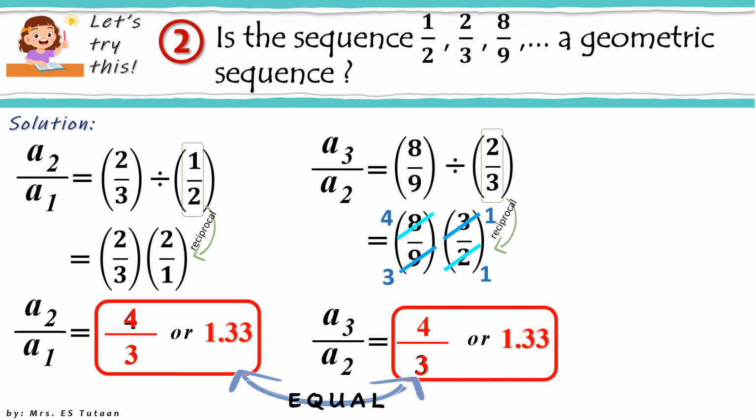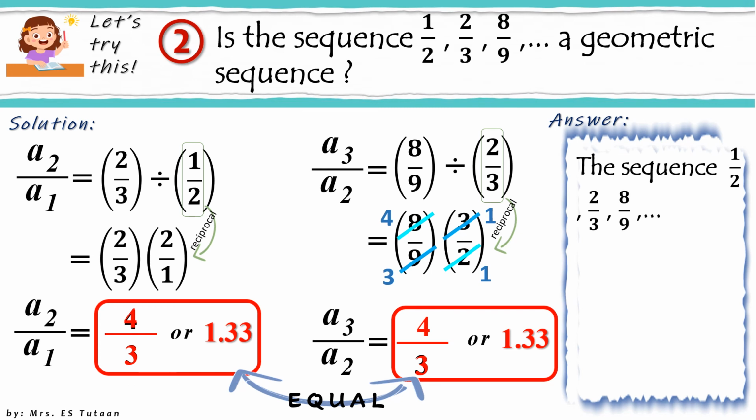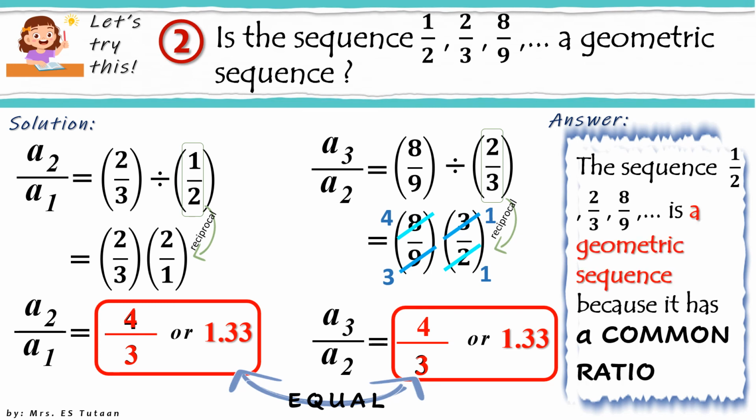So as you see, kung titingnan nyo, equal naman sila. Ang ratio nila ay equal, pareho. So that means to say, meron tayong common ratio. So the question is, is the sequence a geometric sequence? The answer is yes. So the sequence 1/2, 2/3, 8/9, and so on and so forth is a geometric sequence because it has a common ratio which is equal to 4/3.